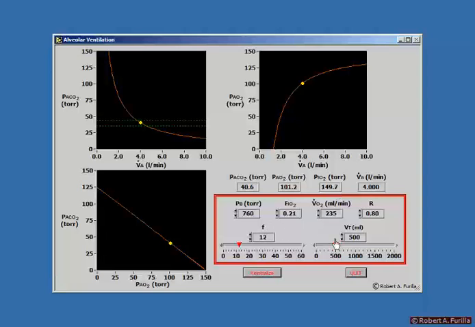And the variables in this red box here are things that we can change. I can change barometric pressure, fractional concentration of inspired oxygen, metabolic rate, R, and ventilation, either frequency or volume. And this we'll just ignore. This is for a more advanced topic.